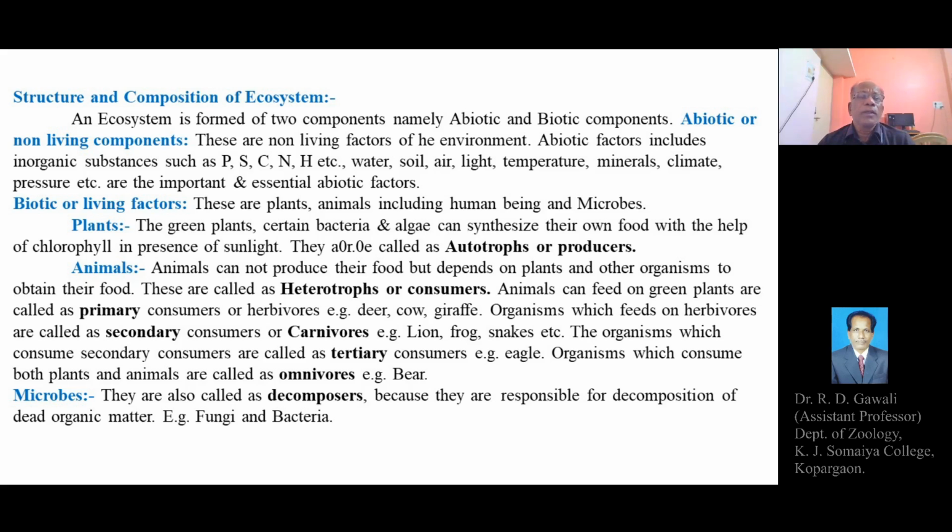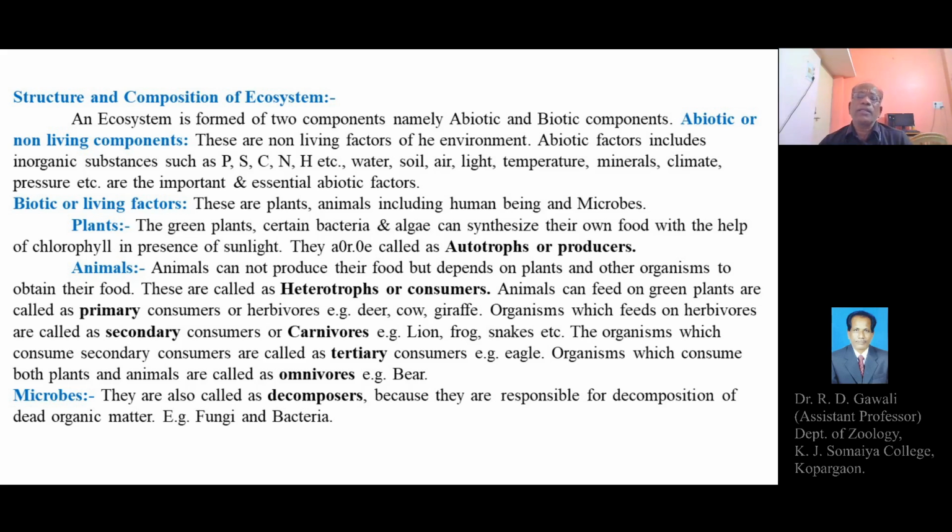Biotic components, that is the plants, the green plants, certain bacteria and algae, can synthesize their own food with the help of chlorophyll in presence of sunlight, and they are called autotrophs or the producers. So plants are the producers. These green plants may be found either in terrestrial ecosystems or aquatic ecosystems.